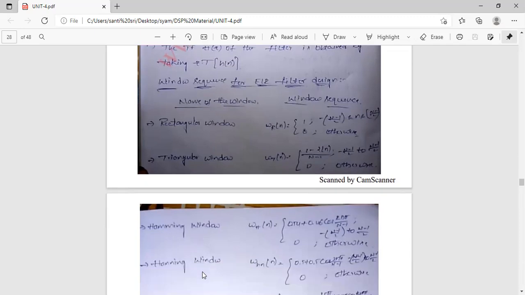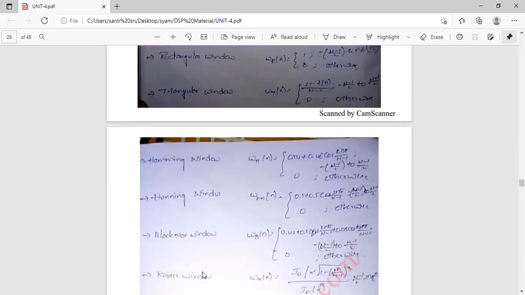Next, the Hamming window, WH of n is equal to 0.54 plus 0.46 cos 2 pi n by (N minus 1), from minus (N minus 1) by 2 to plus (N minus 1) by 2. It is 0 otherwise. Next, the Hanning window, WHN of n is equal to 0.5 plus 0.5 cos 2 pi n by (N minus 1) from minus (N minus 1) by 2 to plus (N minus 1) by 2, and 0 otherwise.